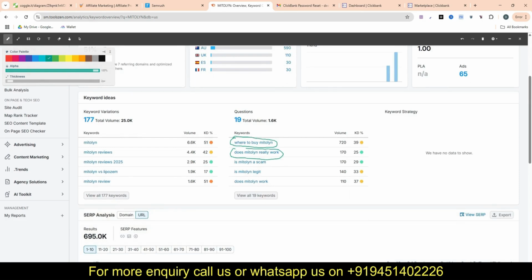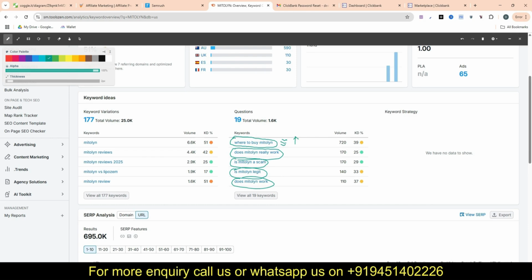Does Metolin really work? Is Metolin a scam gadget? Does Metolin work? These questions are being asked in the market. And if traffic goes to these questions in the market, then the chances of your conversion rate being high are very good. Now, let me tell you how conversion happens here.